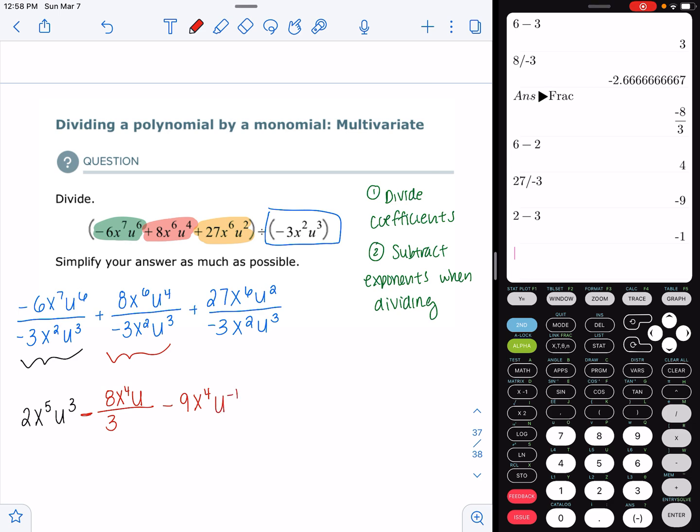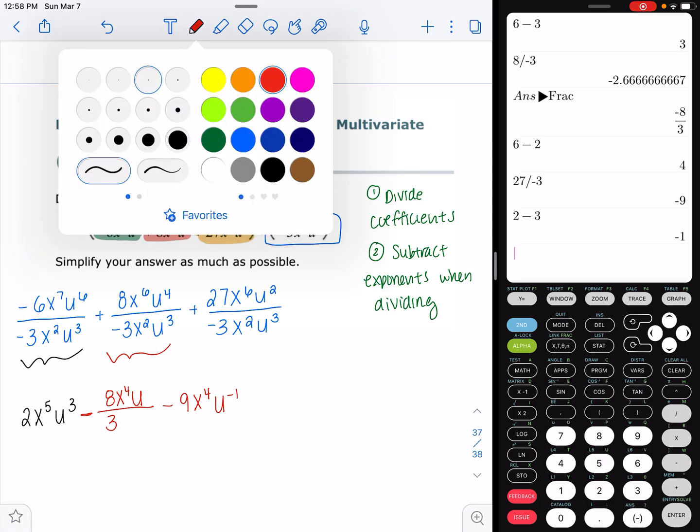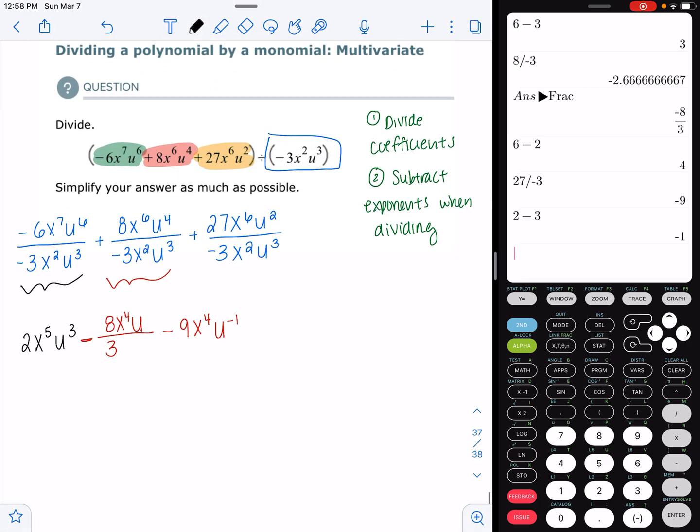I'm going to show you what we're going to do next. u to the negative 1. We do not want negative exponents. So that's our next step. Just check to see if you have negative exponents. No negative exponents here, so I'm just going to rewrite it.